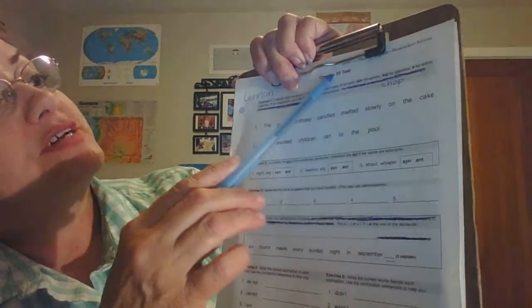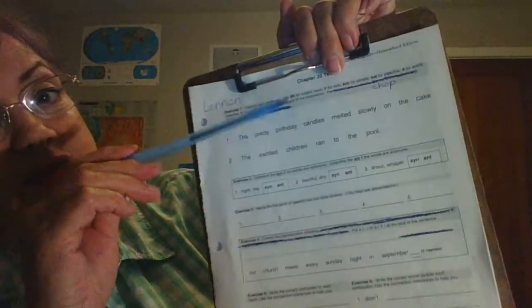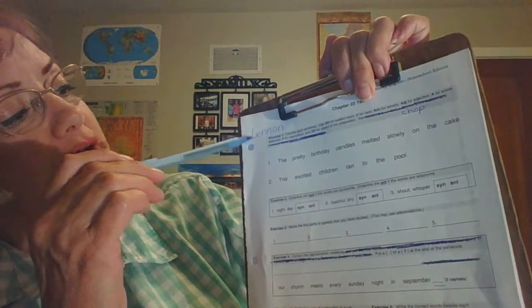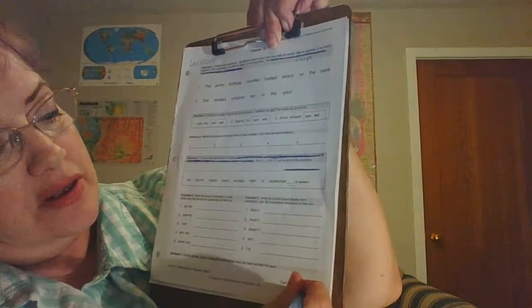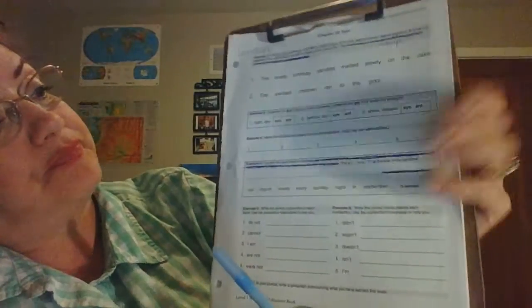So our next lesson here is actually a test. In your learning packets this week, I provided the chapter 22 test for you. If I didn't write your name at the top, please right now write your first name up here at the top. And this is page 75. Make sure you have the right paper to work with me.